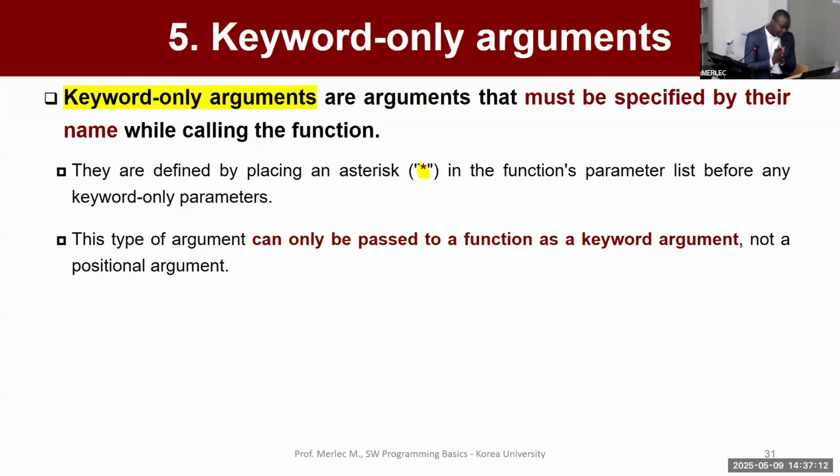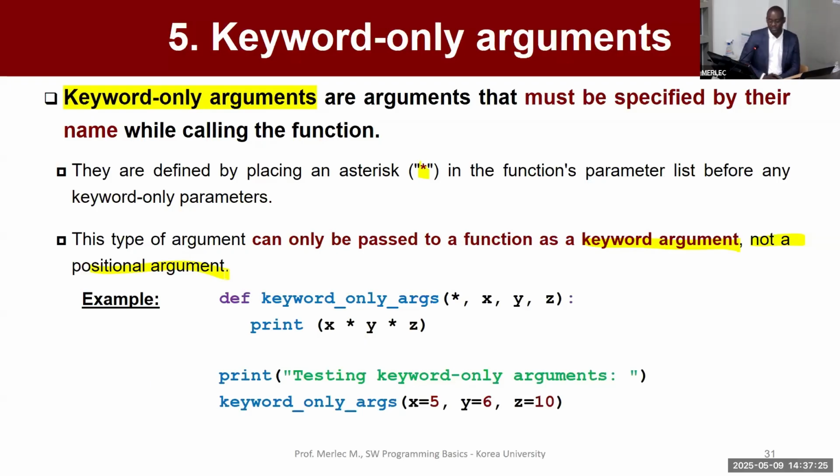So this type of arguments can only be passed to the function as a keyword argument, not as a positional argument. So be aware of that. In this case, I've reused this previous example where I pass the arguments as positional arguments, but here I will pass them as keyword arguments. You see here, I put a star, and all the parameters following the star will be mapped as they are provided to the related keywords.